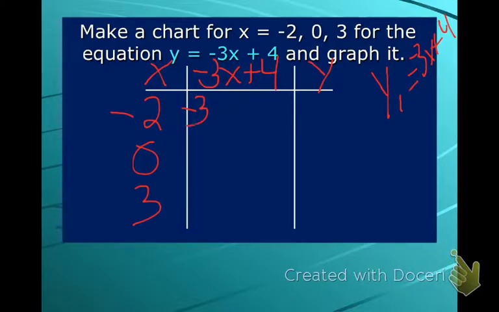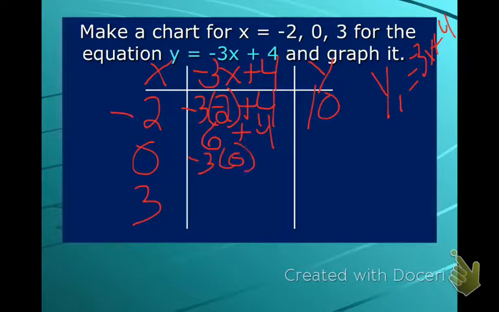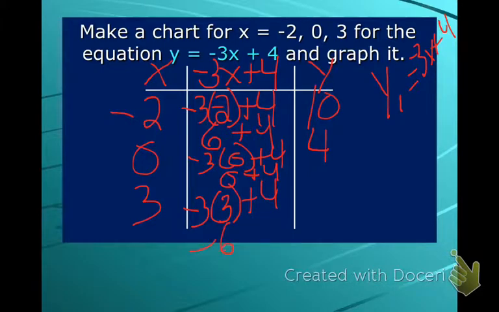So the first one, instead of using x, I'm going to put -2 substituted, and plus 4. So negative 2 times negative 3 is not a negative, let me erase that, but a positive 6 plus 4, so this will be 10. The next one I'm going to put negative 3 times 0 plus 4, and that creates 0 plus 4. When I substitute 0 for x, I get the answer 4. And then negative 3 times 3 plus 4, that's a negative 6 plus 4. No, not negative 6. What is it?